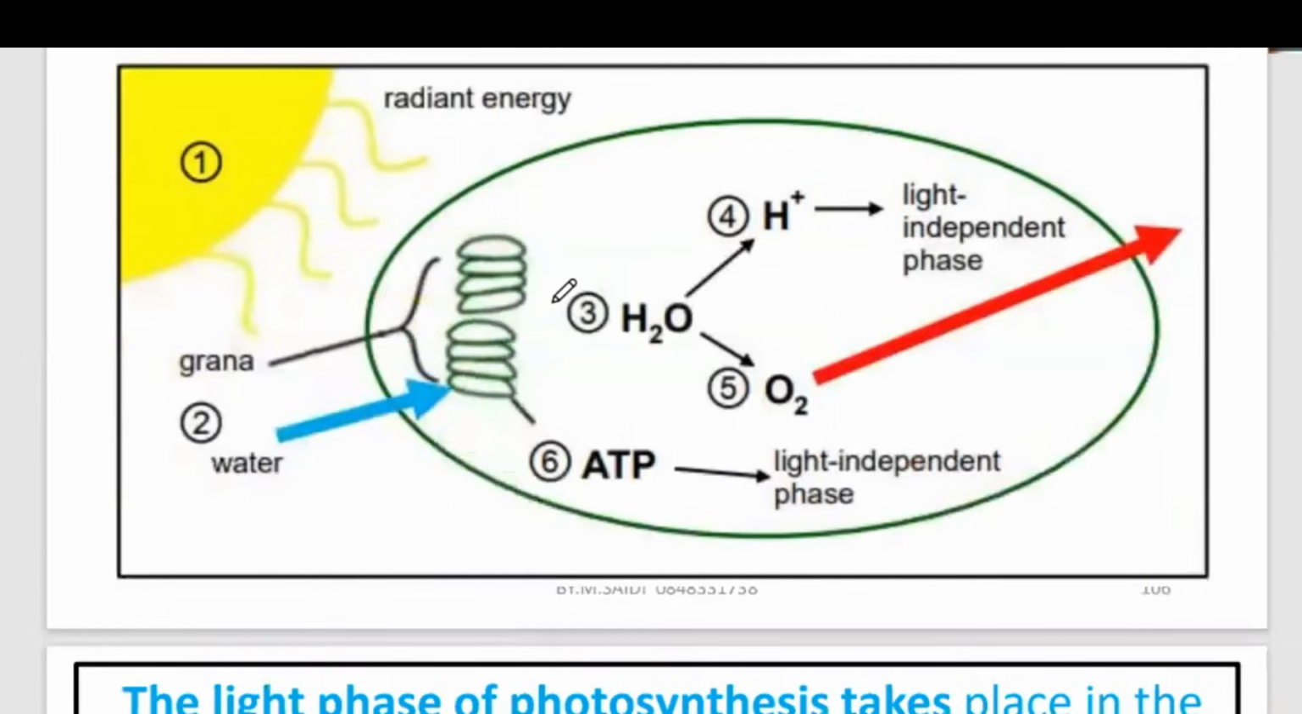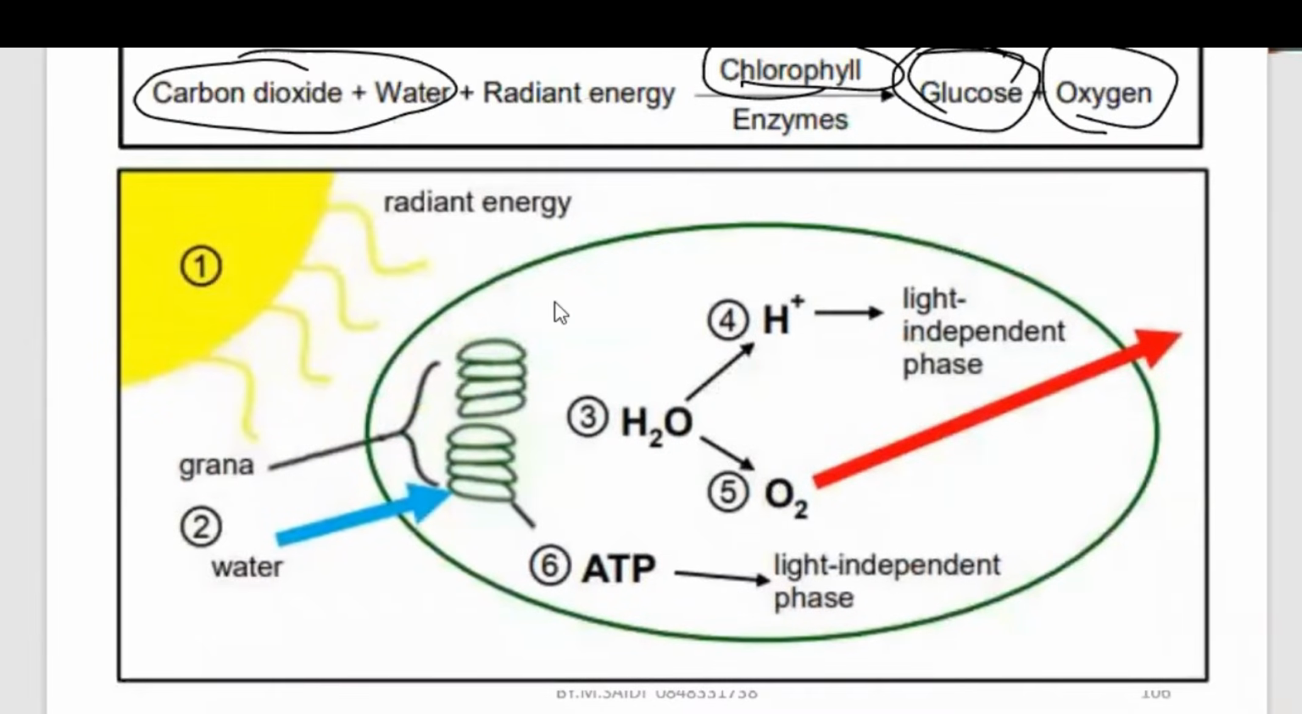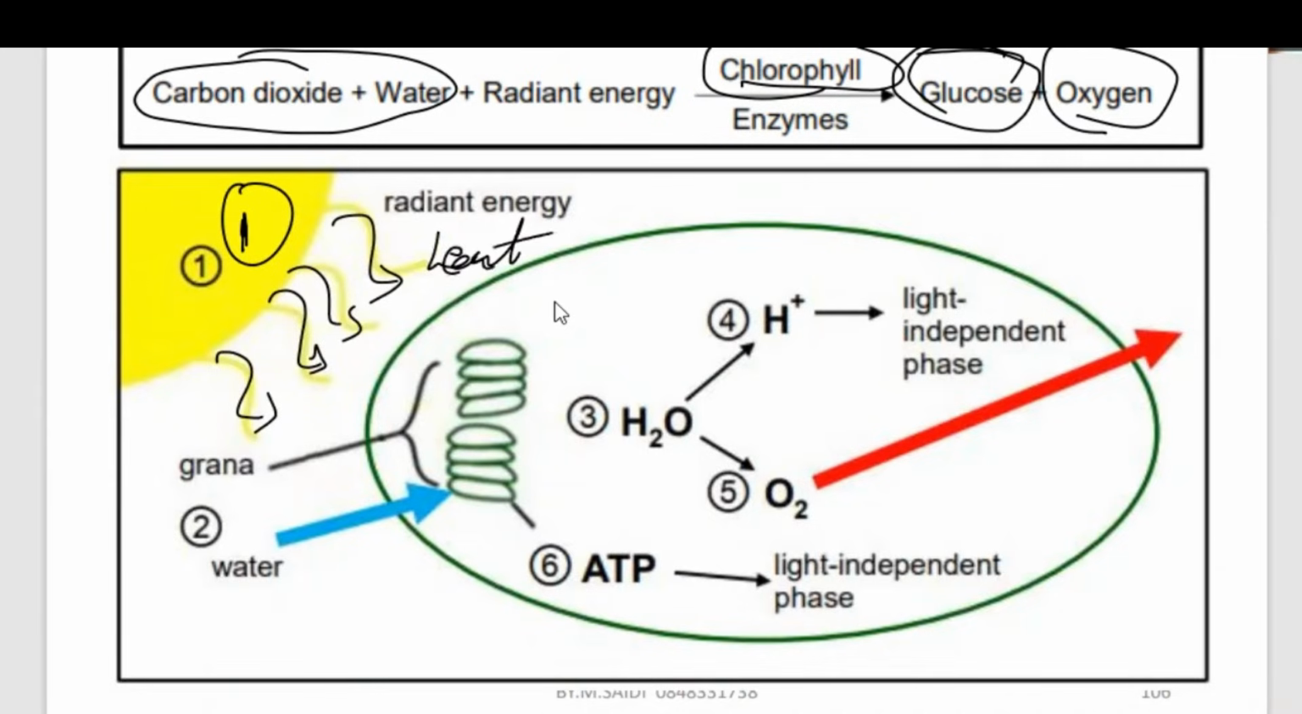So step one: the sun will release this radiant energy. The radiant energy will be trapped by the leaf. We have seen that the leaf has adaptations which make it able to trap this light. If you look at the palisade mesophyll, it is packed with busy cells with a lot of chloroplasts which trap the sunlight.